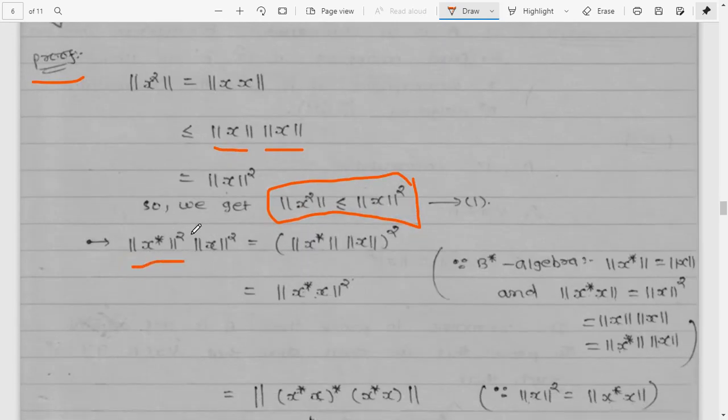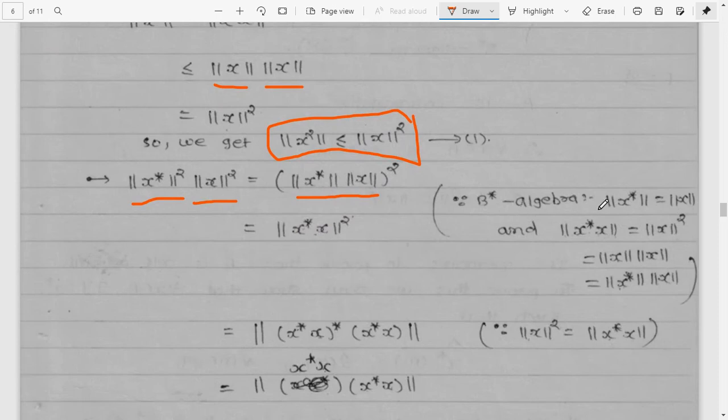Now norm x star square into norm x square is equal to norm x star into norm x whole square, because in this star algebra norm x star is equal to norm x and norm x star x is equal to norm x square. So we can write into 2 times norm x into norm x. So using this, norm x is equal to norm x star. So norm x star into norm x is equal to this and all square.